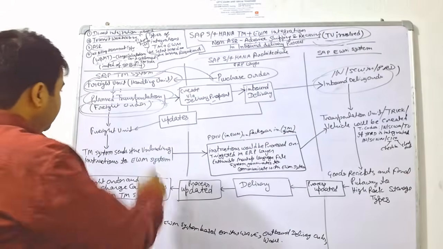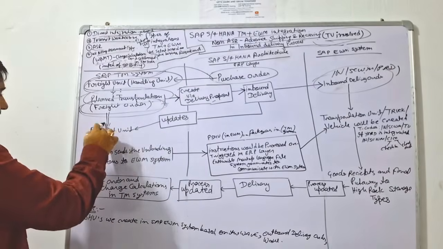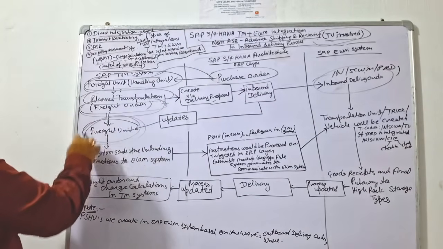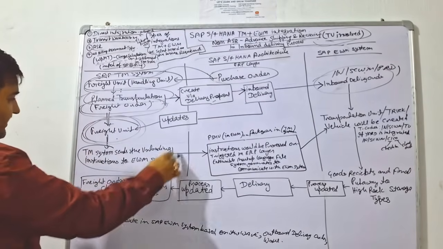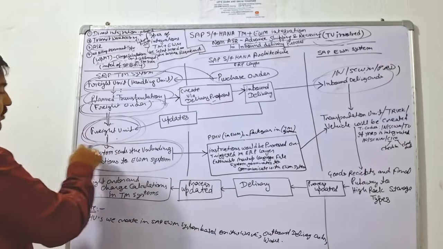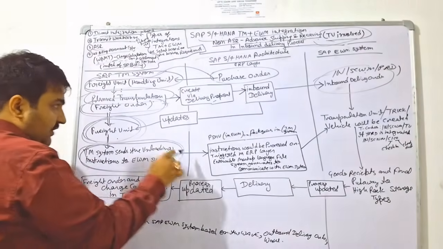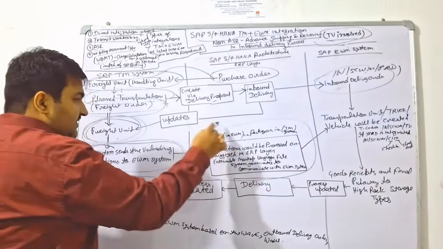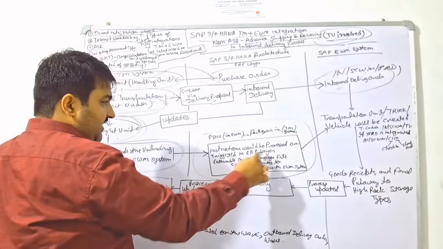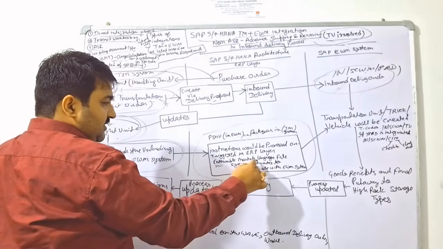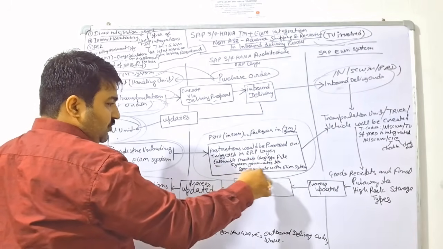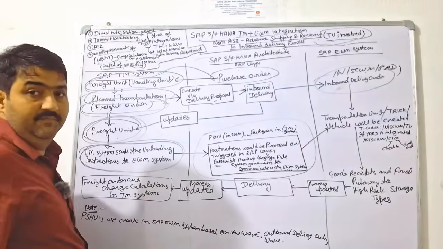Or after the freight order, we have the freight unit. When we create the freight unit, then the TM system sends the unloading instruction to the EWM system because we are working with the inbound delivery. The unloading instruction will go through the same process. The instruction is triggered in the ERP layer, and an extensible markup language file is generated by the system to communicate with the EWM system.